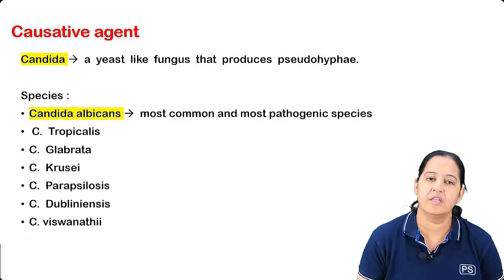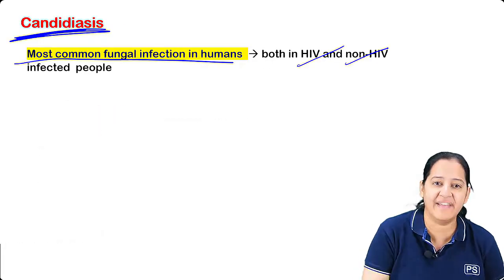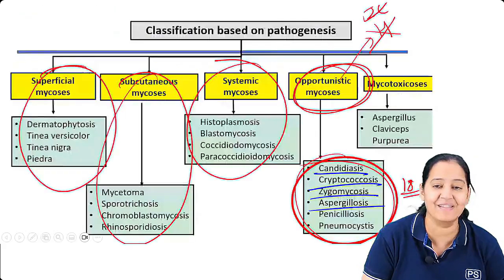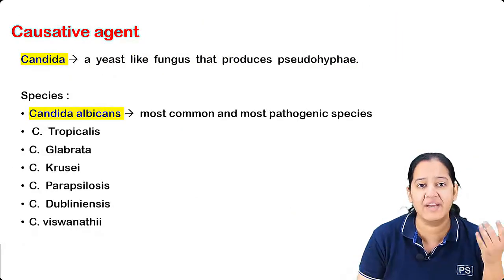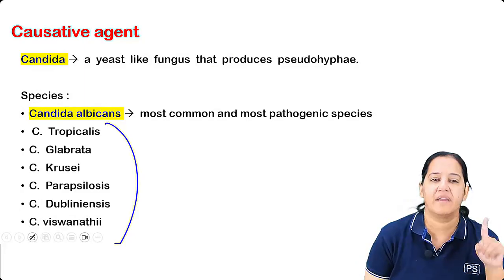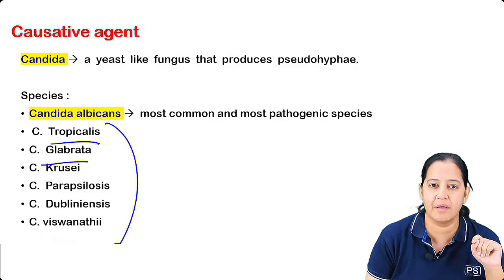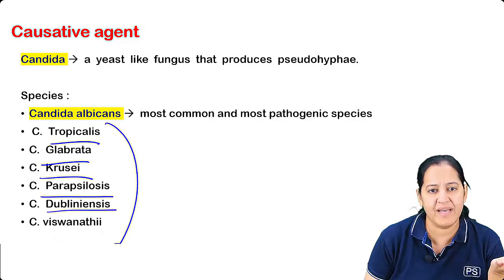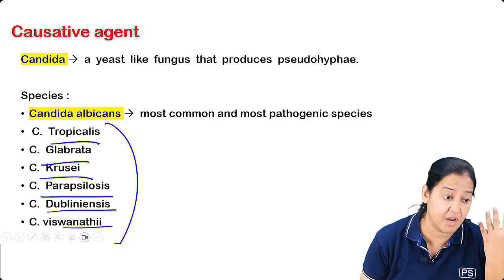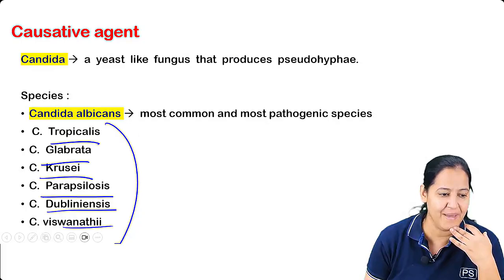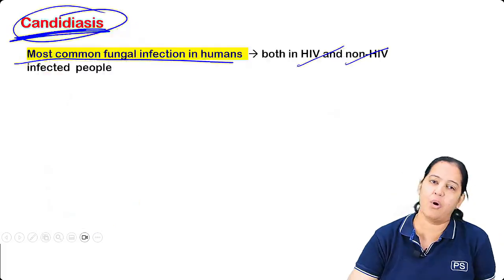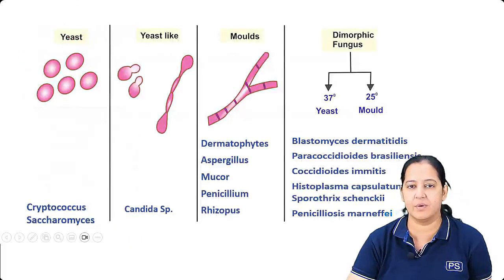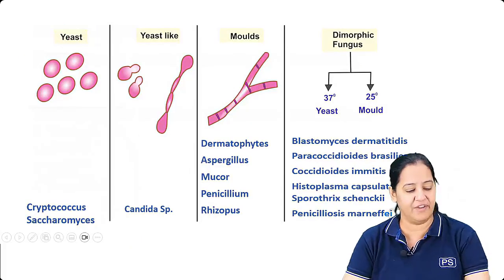How many types of Candida do you know? Candidiasis is a disease, right? Tell me the causative agent. You will say, ma'am, Candida. Which Candida? There are many types of Candida: Candida tropicalis, Candida glabrata, Candida krusei, parapsilosis, dubliniensis, auris. There are many Candida you can learn. All these are the causative agents.